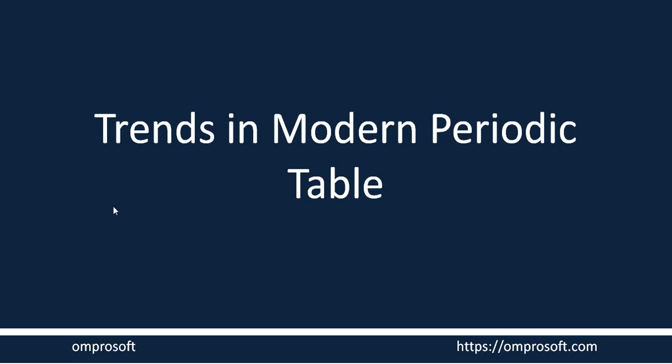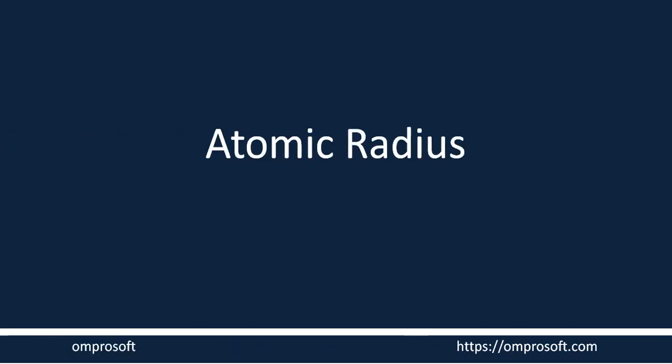With this session, we are going to discuss trends in the modern periodic table, in which we include atomic radius and valency. Primarily, we're going to discuss atomic radius and how the value of atomic radius of an element gets changed while we move across a period or down a group.